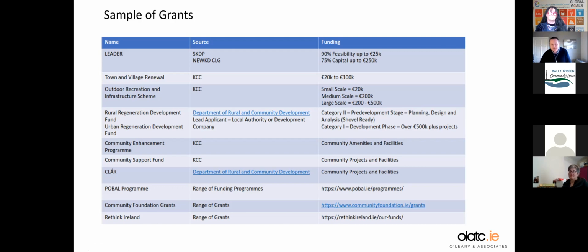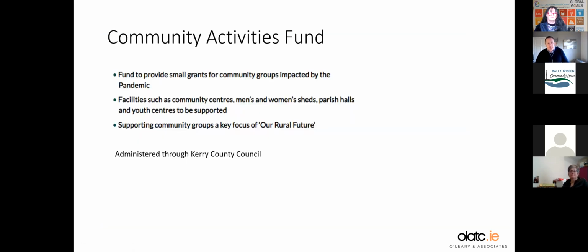What we normally do is take the deadlines, look at the criteria, look at the aims of the project, and work from there, putting the application together. There is one coming up at the moment. We're waiting for the council to give us an idea of when the deadline will be. This was just launched just before Christmas.